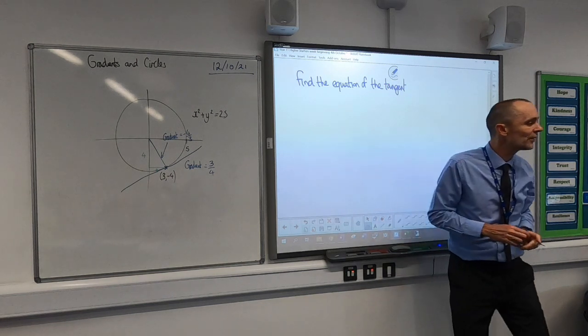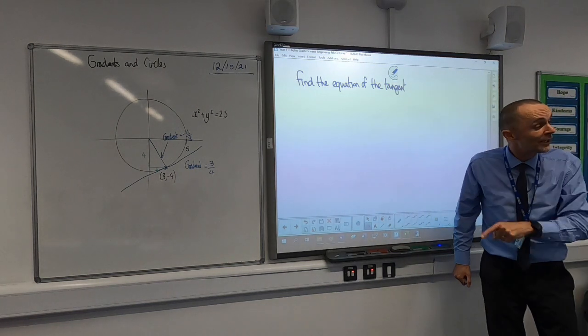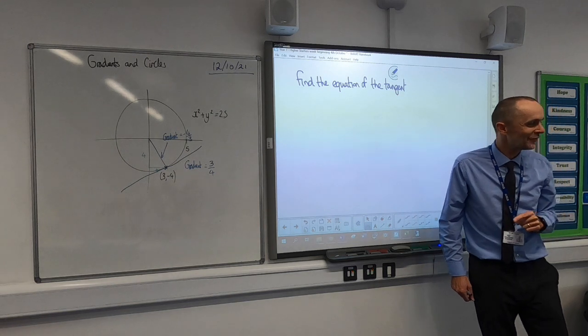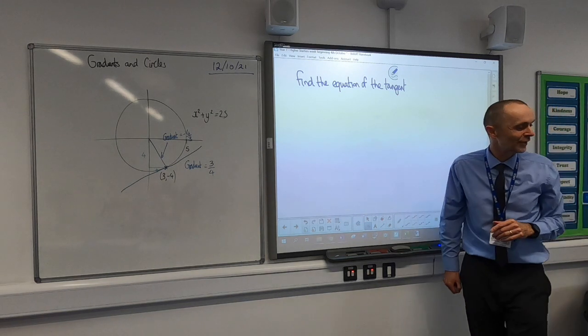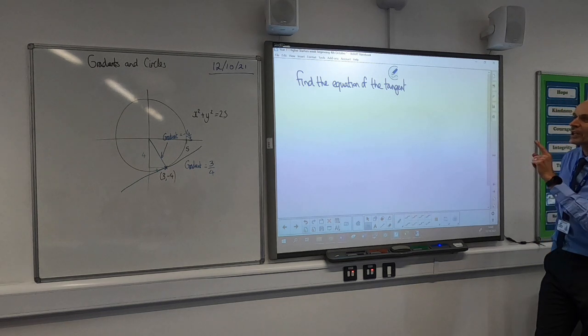So we're finding the equation of the tangent. Little noises like that do get picked up, so it's a little bit annoying, isn't it, for those poor friends of ours who are unable to join us. We're going to find the equation of the tangent.